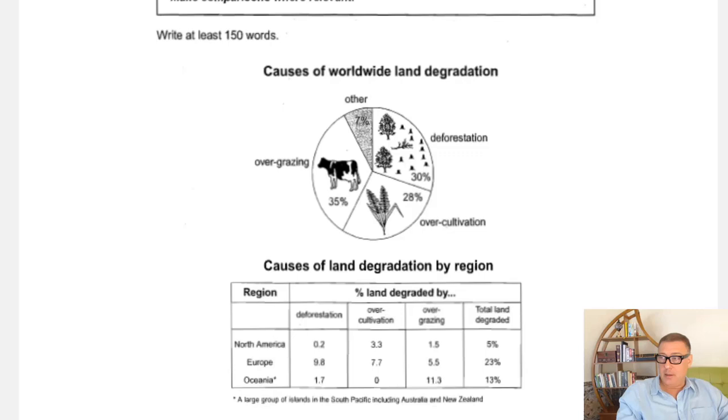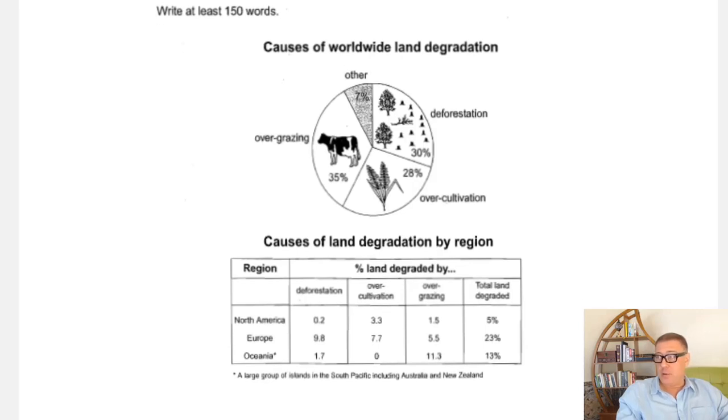And if we look at what we've got, causes of worldwide land degradation: other 7%, deforestation 30%, overcultivation 28%, overgrazing 35%. So again, these are words: deforestation, overcultivation, overgrazing. You should use those in your report. So in Task 1 Academic, in the graphs or especially in the diagrams and maps, things will be labeled. And in many cases, you don't need to find any synonyms for that. Just use the labels that they have because those will be clear.